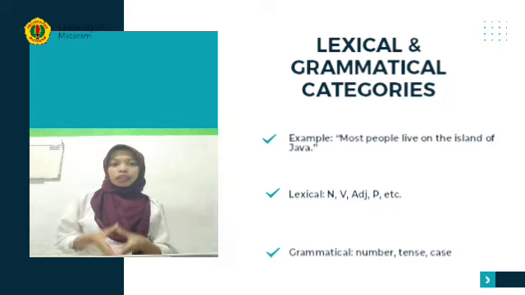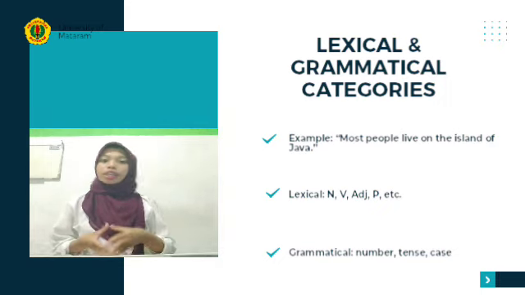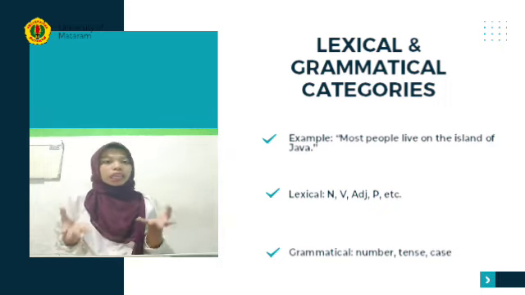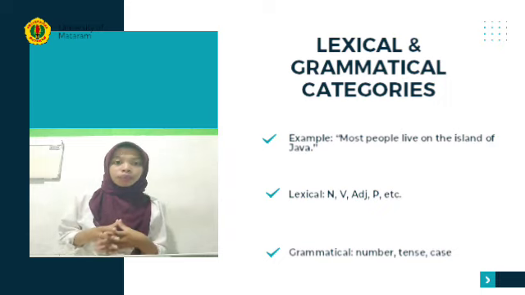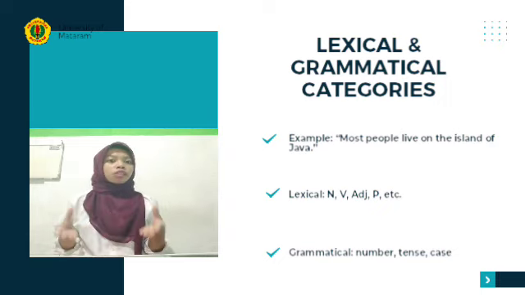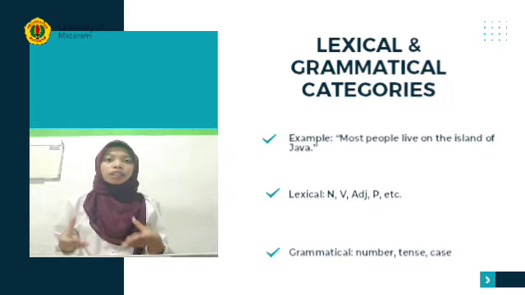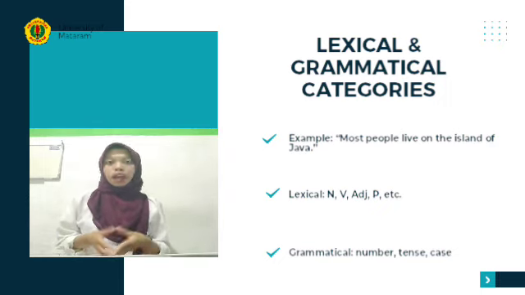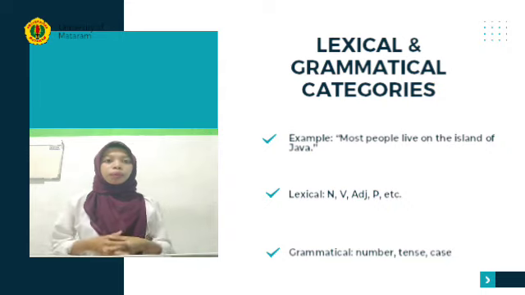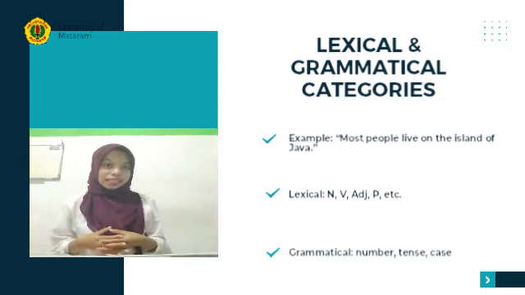I also analyze grammatical features such as number, tense, case, and definiteness. For instance, "people" is plural, "live" is in the present tense, and "Java" is a singular proper noun. I use syntactic or distributional parameters, focusing on the position of words in the sentences.